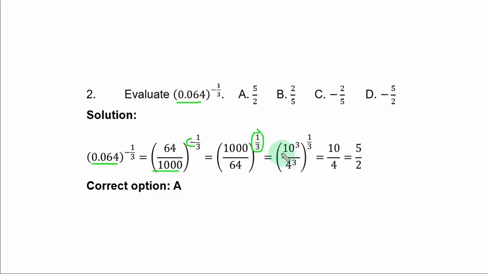So you have 10 cube over 4 cube, all to the power of 1/3. If you factor out this power of 3 from the numerator and denominator, when it multiplies 1/3, you are left with 1. So you have 10/4, which reduces to 5/2. 5/2. A is the correct option.